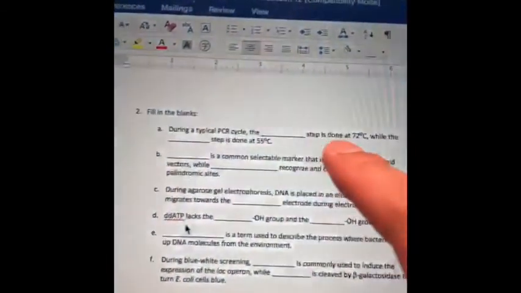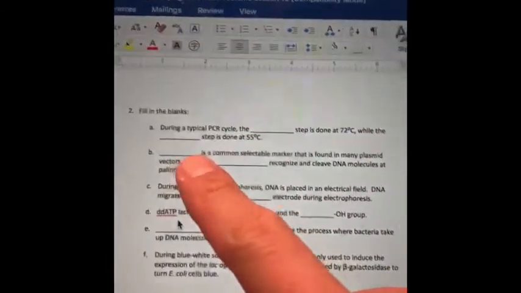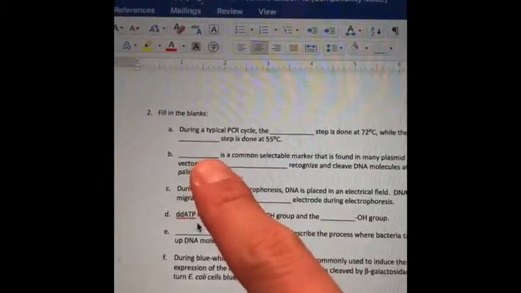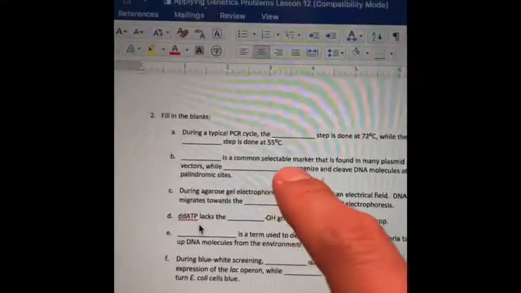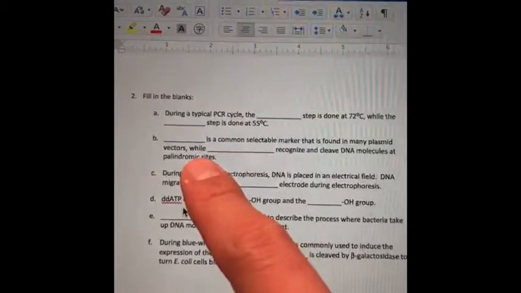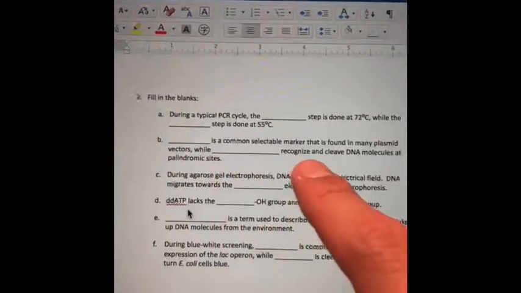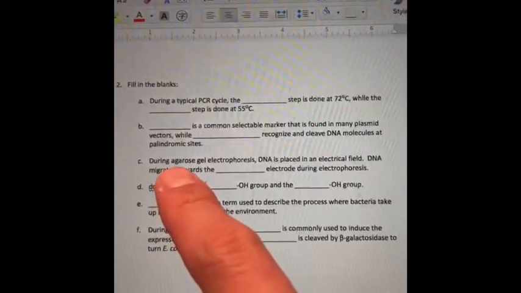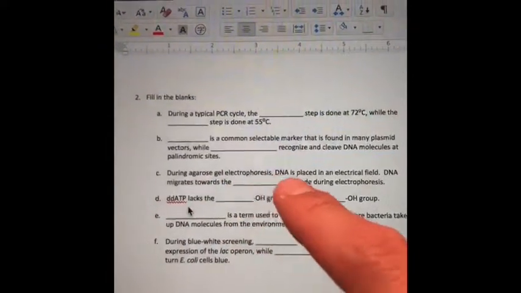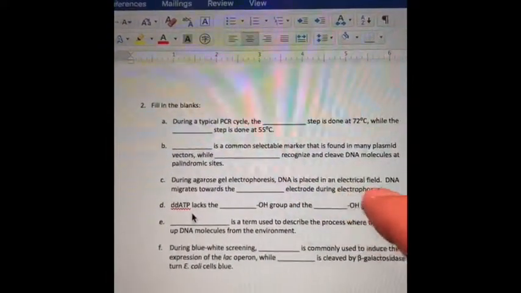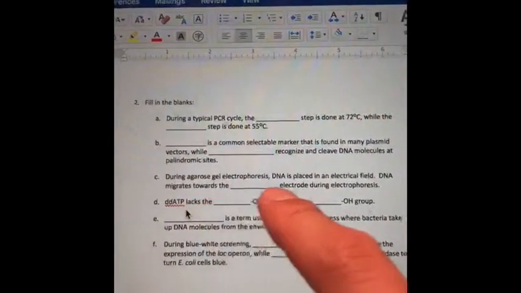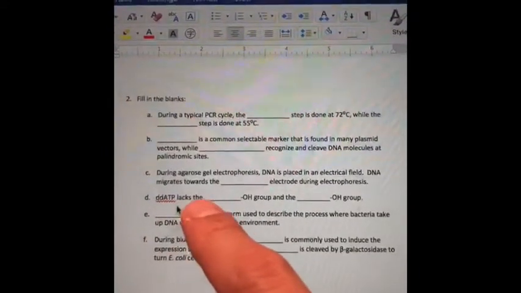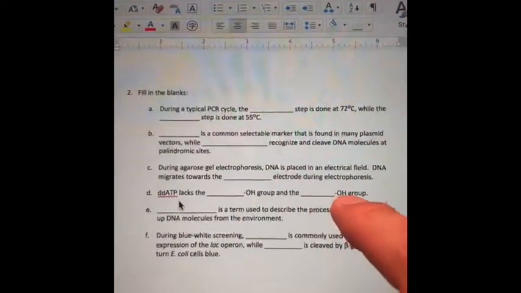The third step is done at 72 degrees Celsius, while the second step is done at 55 degrees Celsius. B, AMPR is a common selectable marker that is found in many plasmid vectors, while restriction enzymes recognize and cleave DNA molecules at palindromic sites. C, during agarose gel electrophoresis, DNA is placed in an electrical field. DNA migrates toward the positive electrode during electrophoresis. D, DD-ATP lacks the 2' OH group and the 3' OH group.